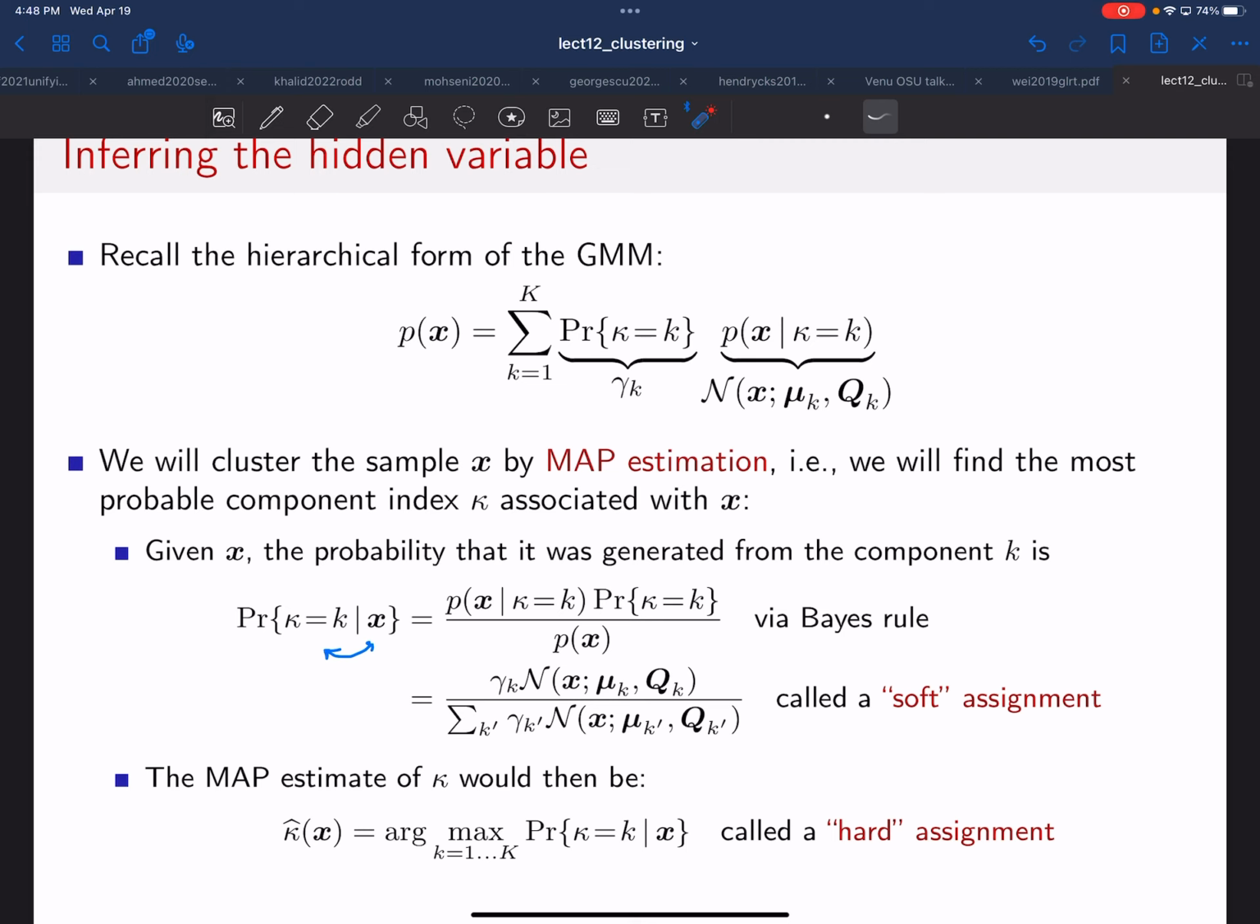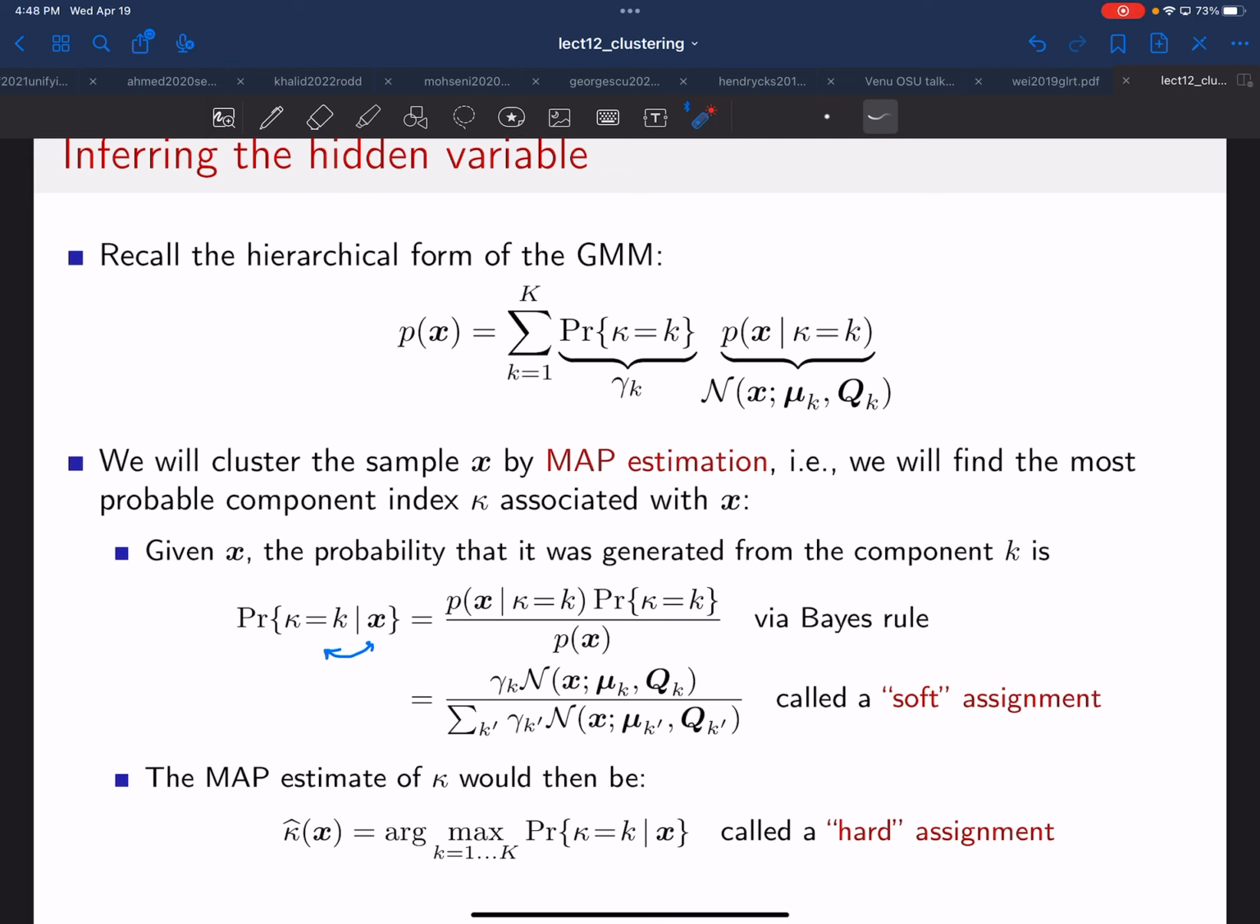But at the end of the day, you may just want to say, I don't care about all those numbers, I just want you to tell me which cluster. Just give me one cluster index. That would be the hard assignment. It means you look through those probabilities and find the index K that gives you the maximum probability. This is very similar to what we did with classification. We computed, like out of a softmax, stuff like this, and then we came up with the hard classification at the end of the day.